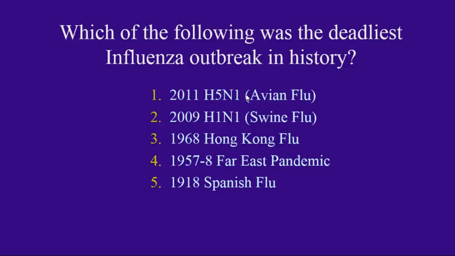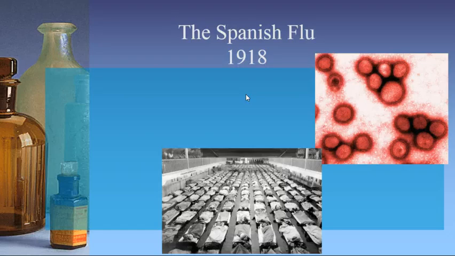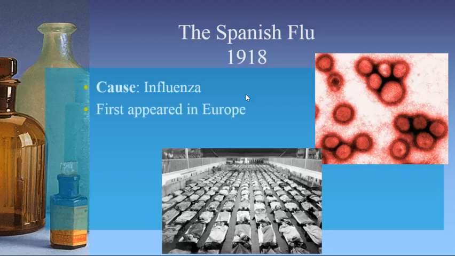Okay, which of the following was the deadliest influenza outbreak in history? The 2011 H5N1, which was the avian flu, the 2009 H1N1 swine flu, the 1968 Hong Kong flu, the 1957-58 Far East pandemic flu, or the 1918 Spanish flu? Well, if you said 1918 Spanish flu, you would be correct, right?